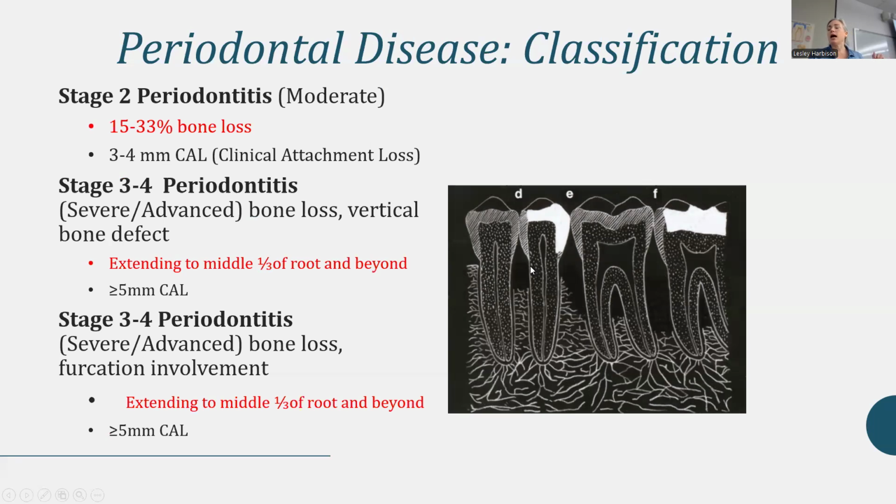As we continue down the picture here, you start to drop out of that. If you're stage 2, you're still in that coronal third, but getting close to the middle third. E and F show far more advanced bone loss with some vertical bone loss and some furcation involvement in staging 3 and 4. So it just continually goes down and gets worse.